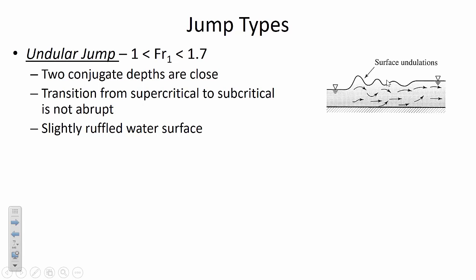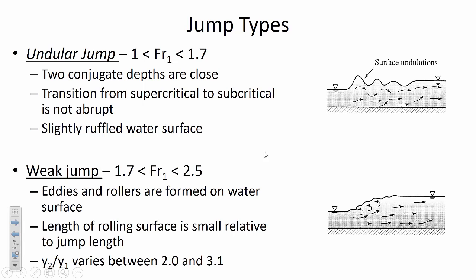So the point is that when you have a relatively low Froude number, so above 1, meaning it's supercritical, but not very far above 1, then all you end up with is a slightly ruffled water surface, and you're hardly losing any energy at all. A weak jump, things start to get a little bit more interesting, and usually in the range of 1.7 to 2.5 for the Froude number is what's characterized with the weak jump.